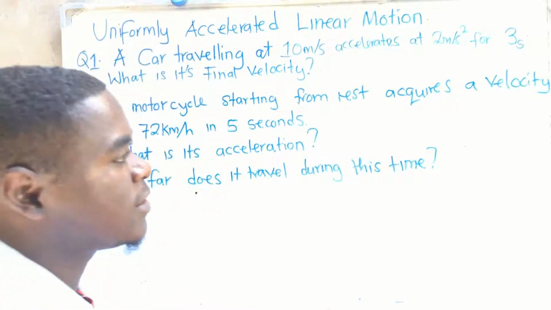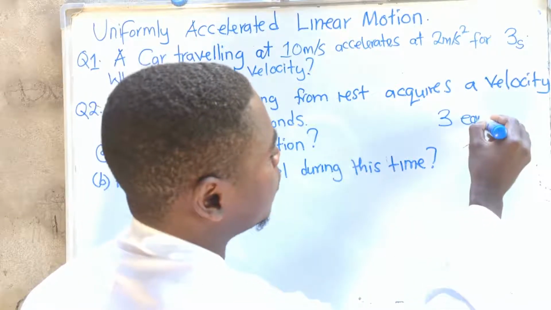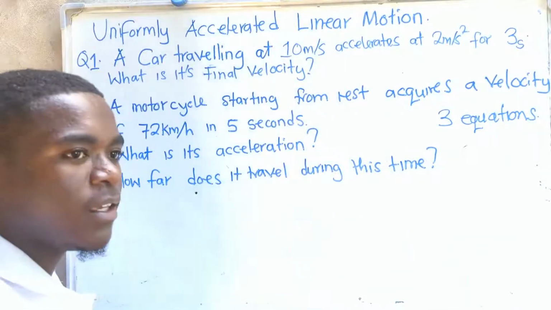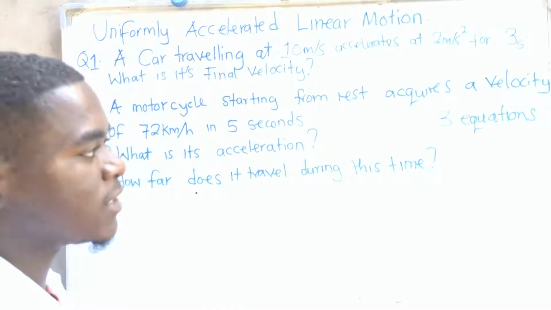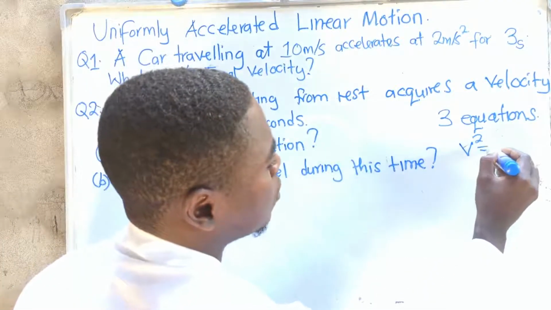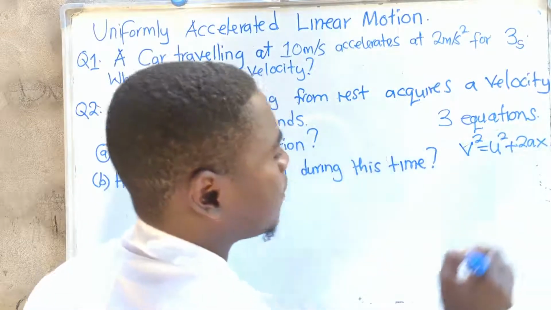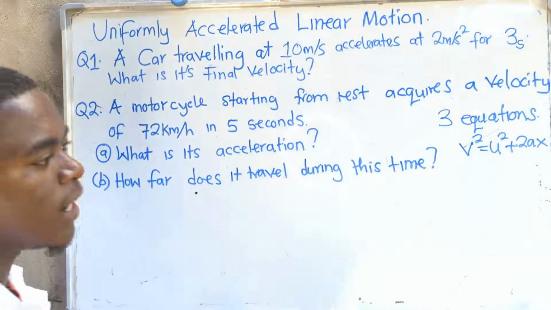Now, there are three equations of motion. I'm going to write here three equations of motion that every student should know. The first one, you say v squared is equal to u squared plus 2ax. This is the first equation that you need to know and understand.